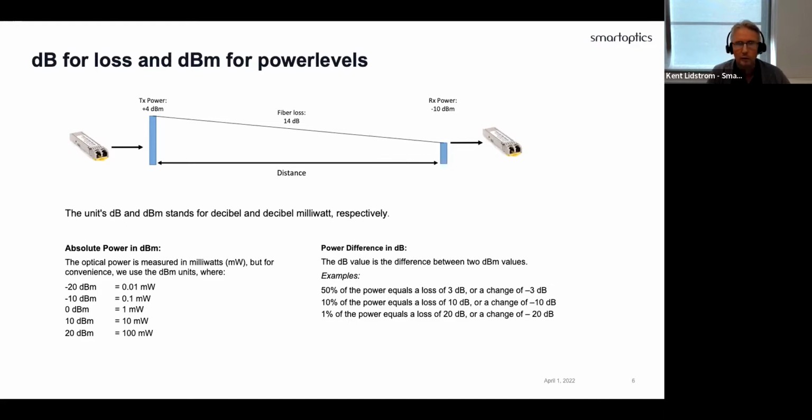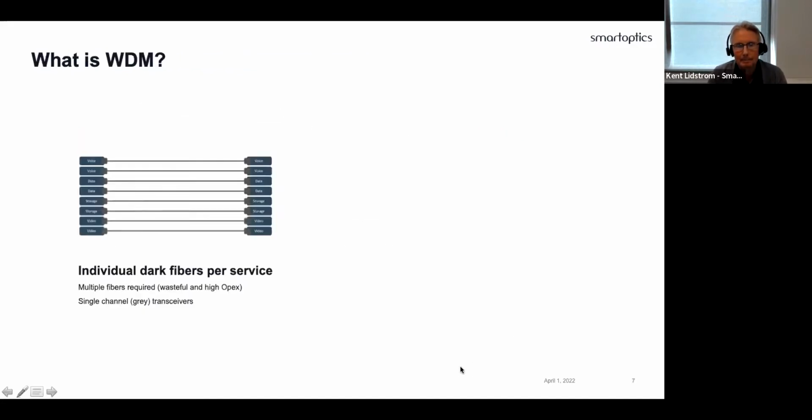So this is more terminology. If we look at wavelength division multiplexing, you can run different services. In this example, we show voice, data, storage and video services that go between two sites or two sets of equipment. You can use an individual fiber pair to connect it. That's typically what you do within your data center.